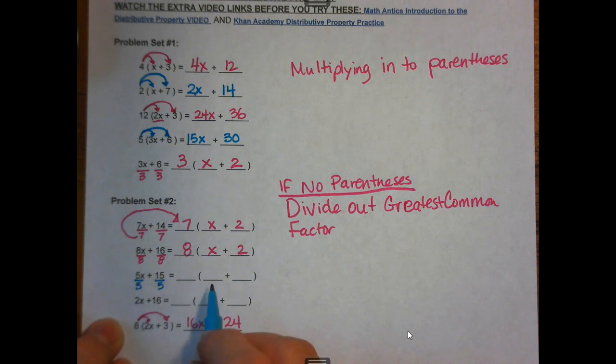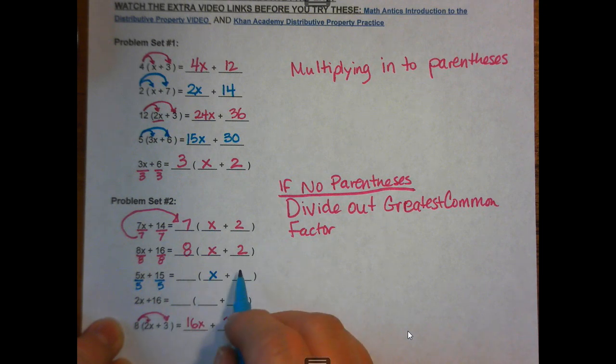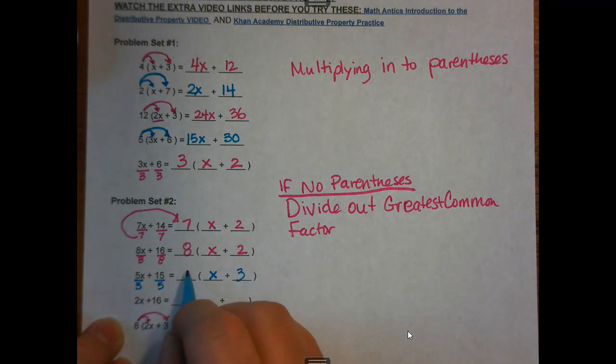5x divided by 5 is x. 15 divided by 5 is 3. And I can't forget my 5, so I need to put that on the outside of my parentheses.